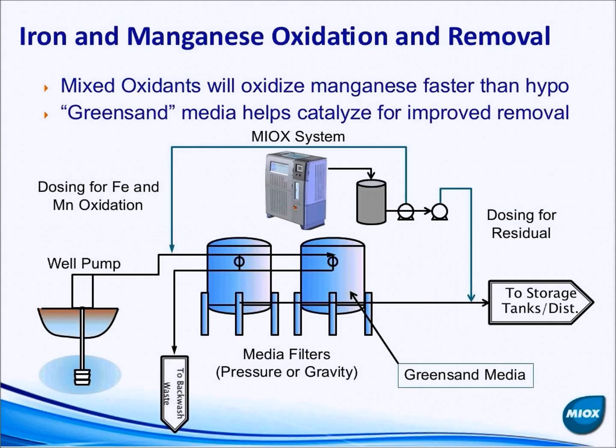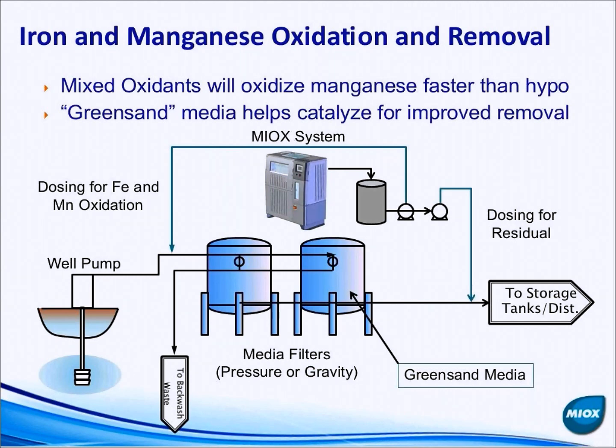So the process train will look very similar. So you'll have a process train where you're dosing your oxidant prior to the filters themselves, only this time you're going to load the filters with something different. The vast majority of the time it'll be a green sand or a green sand-like product.